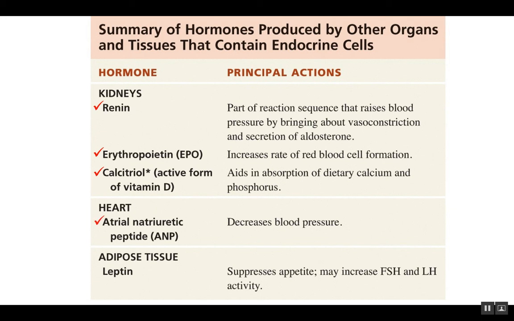The heart produces a hormone called atrial natriuretic peptide. We'll worry about it when we get to the cardiovascular system, but it helps decrease blood pressure. Finally, adipose tissue produces a hormone called leptin. Leptin has been found to suppress the appetite, and as an aside, it seems to increase the levels of FSH and LH activity, bringing on early puberty.